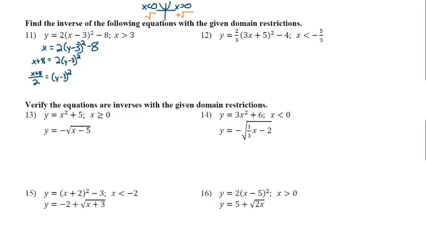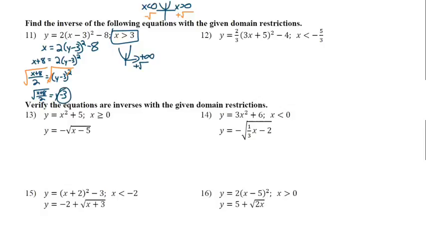All right, now we're going to take the square root of both sides. And when we do that, the square cancels out on the right. So we're left with the square root of x plus 8 divided by 2 equals y minus 3. Now remember, we wanted to know whether we wanted the positive or the negative. Since our domain restriction says x is greater than 3, when we take our parabola, it means they want from 3 up to positive infinity. So we want the positive root. So we'll leave it alone. We won't put the negative in front of it.